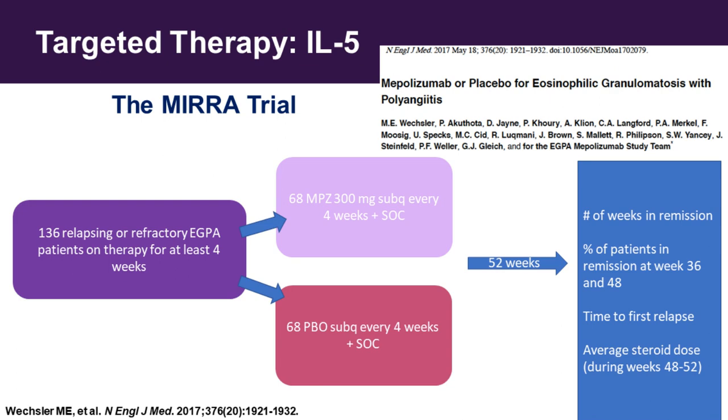They used a 300 milligram dose of mepolizumab, based on what was used with the allergic eosinophilic asthma patients, and there are some people looking at different doses of mepolizumab and whether those could be effective. But regardless, they were split into mepolizumab or placebo, and they were followed for a year. The outcomes they looked at were not surprising: the number of weeks in accrued remission, the percentage of patients in remission at 36 weeks and 48 weeks, the time to the first relapse, and of course their average steroid dose towards the end of the trial, in the last month and a half.